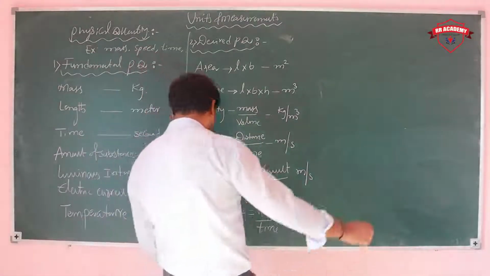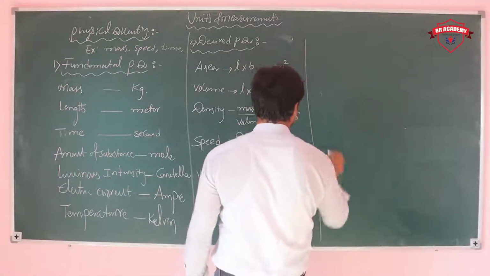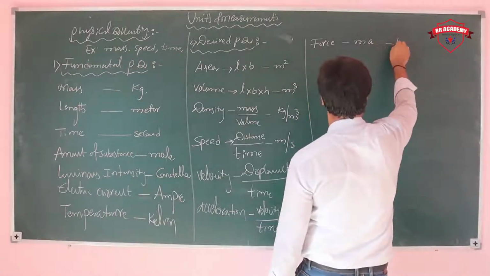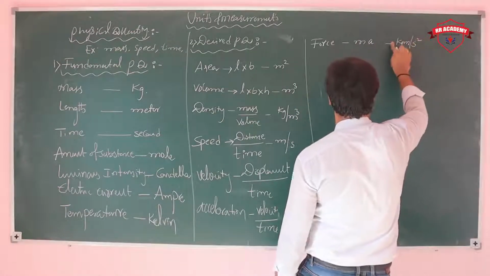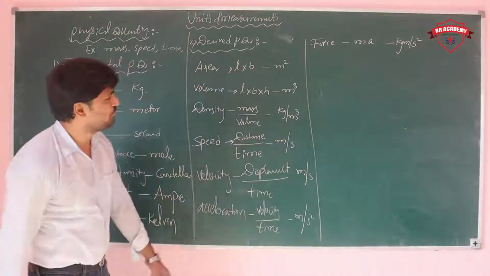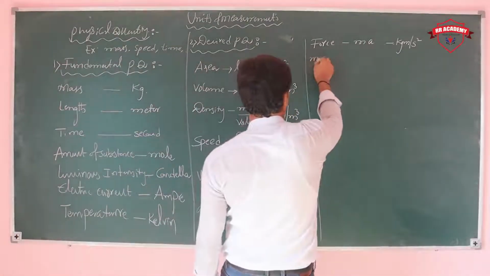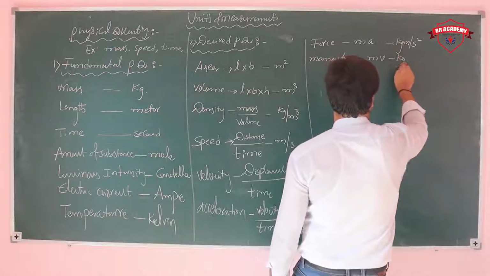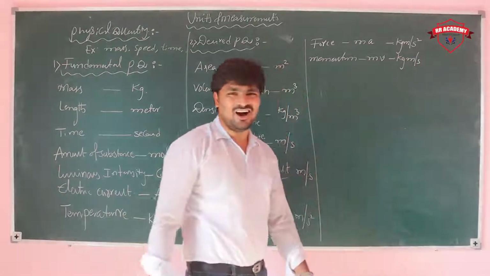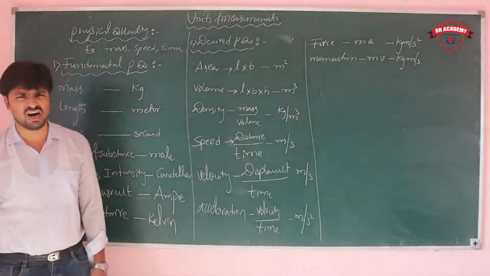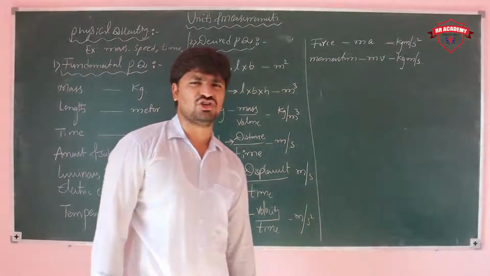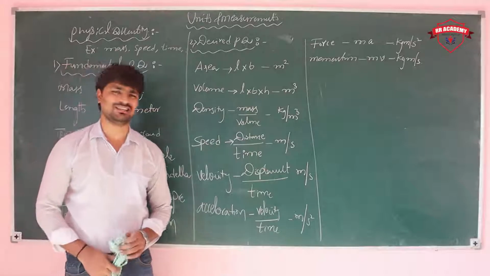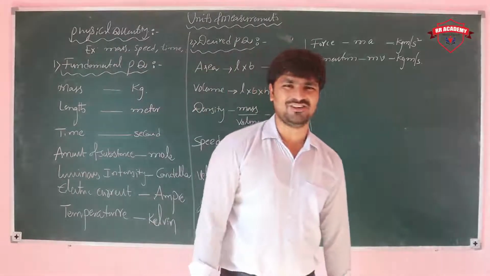And two more you can take. Force. Force is nothing but mass into acceleration. Kg meter per second square is the force unit. Next, momentum. Momentum is mass into velocity. Mass, kg. Velocity, meter per second. Many more are there: energy, work, power, as well as potential, capacitance, resistance. These are all derived quantities only, because they all depend on other physical quantities.